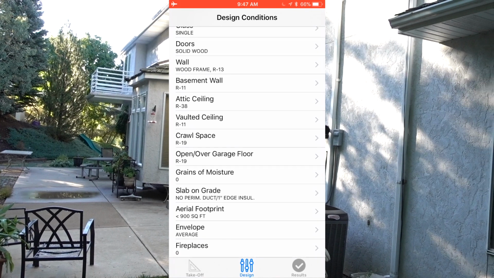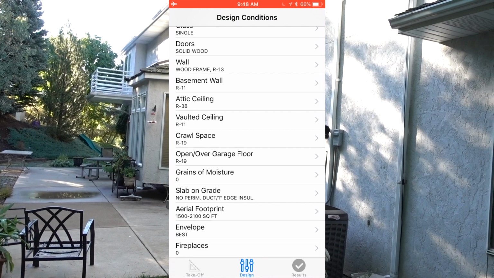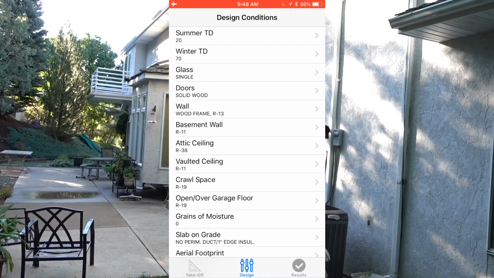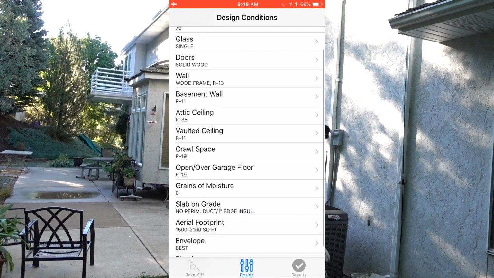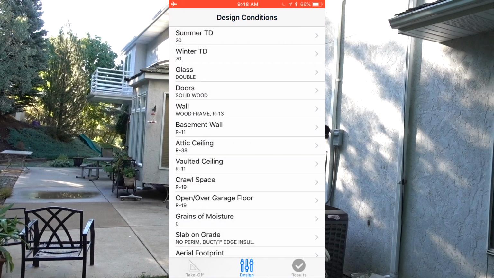No crawl space, no open floor area. Don't worry about grains of moisture. Don't have to worry about that because we're in Utah. We don't have to remove any grains of moisture to get down to 50%. We have to add moisture to get up to 50%. Slab on grade, no slab on grade. Footprint, I'm going to say it's 15 to 2100 square feet. Envelope is definitely best. It's got vapor barrier. No fireplaces, at least none that they're all direct vent, so don't have to worry about those. Okay, glass is going to be double pane.